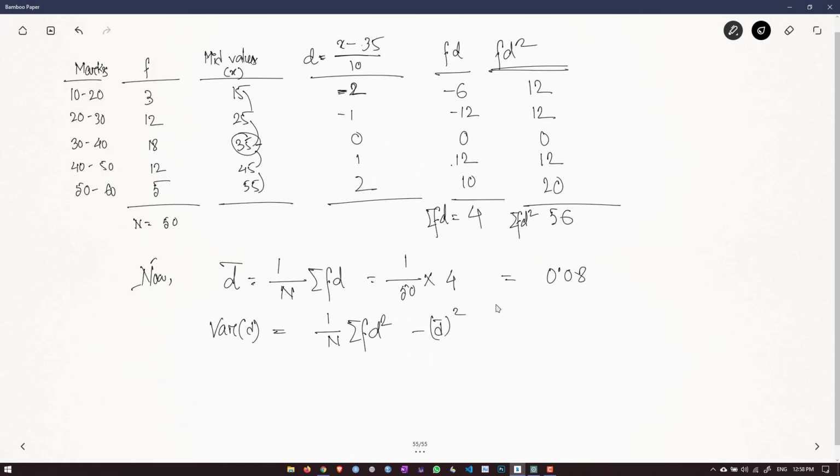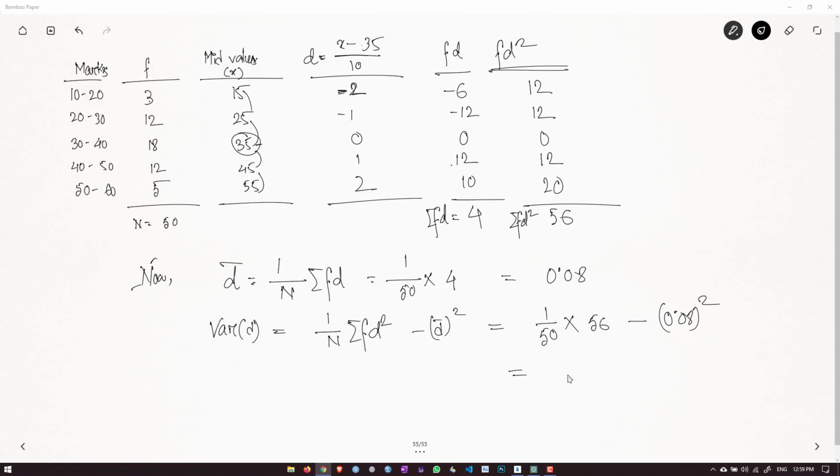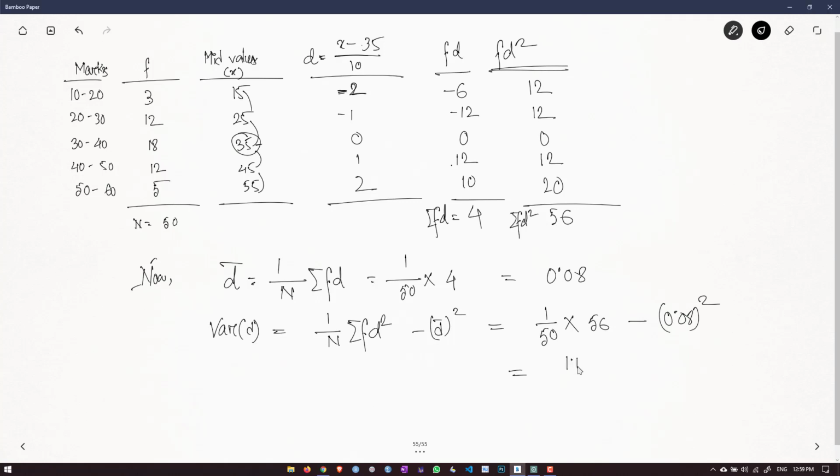And then we can calculate the variance of d, which is equal to 1 by n summation fd square minus d bar whole square, which is equal to 1 by 50. What is summation fd square? 56, minus d bar, which is 0.08, whole thing square. So this will give you 1.12 minus 0.0064. So this will lead us to 1.1136.